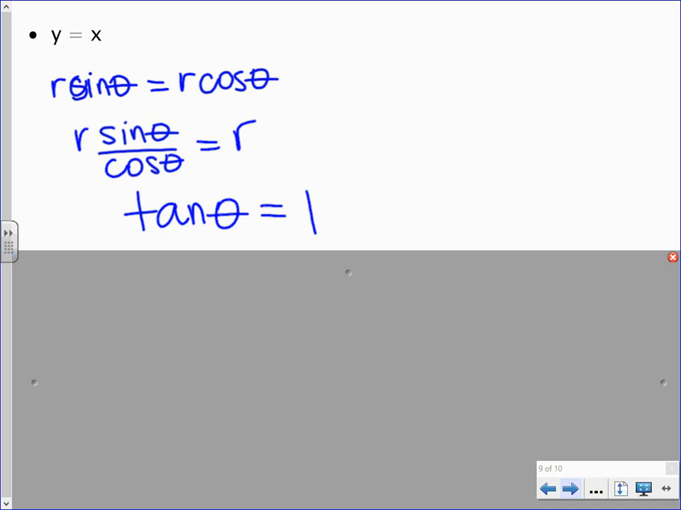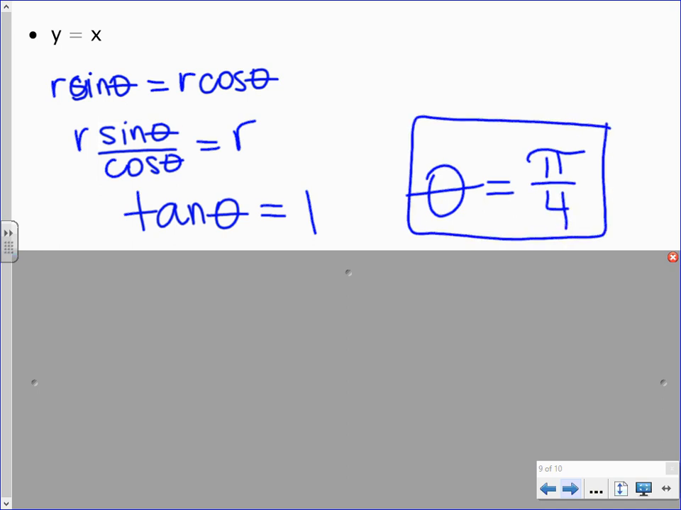It's okay that the r's go away, but I told you that if there is not an r, I want you to solve for theta. So what is theta if the tangent of theta equals 1? Theta equals pi over 4. A line that goes through 0, 0, we can express as theta equals some angle. So theta equals pi over 4 is just the line y equals x.